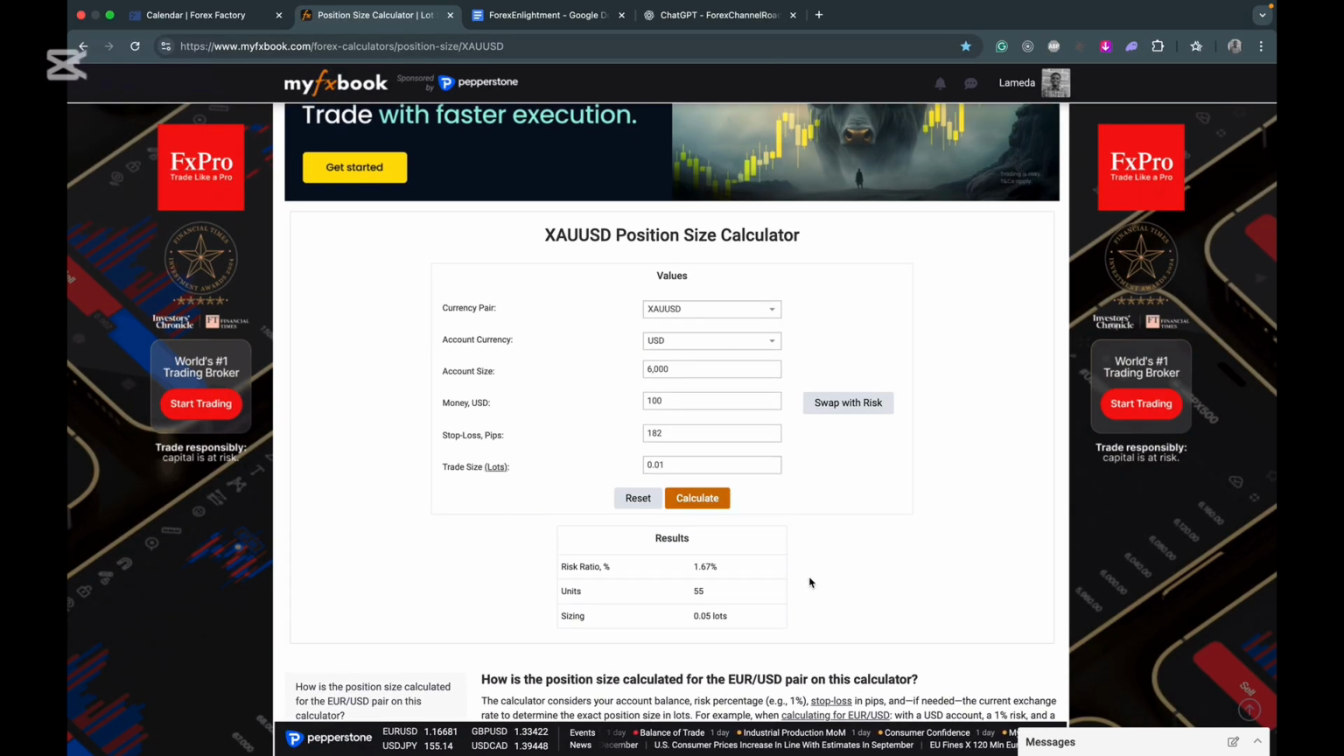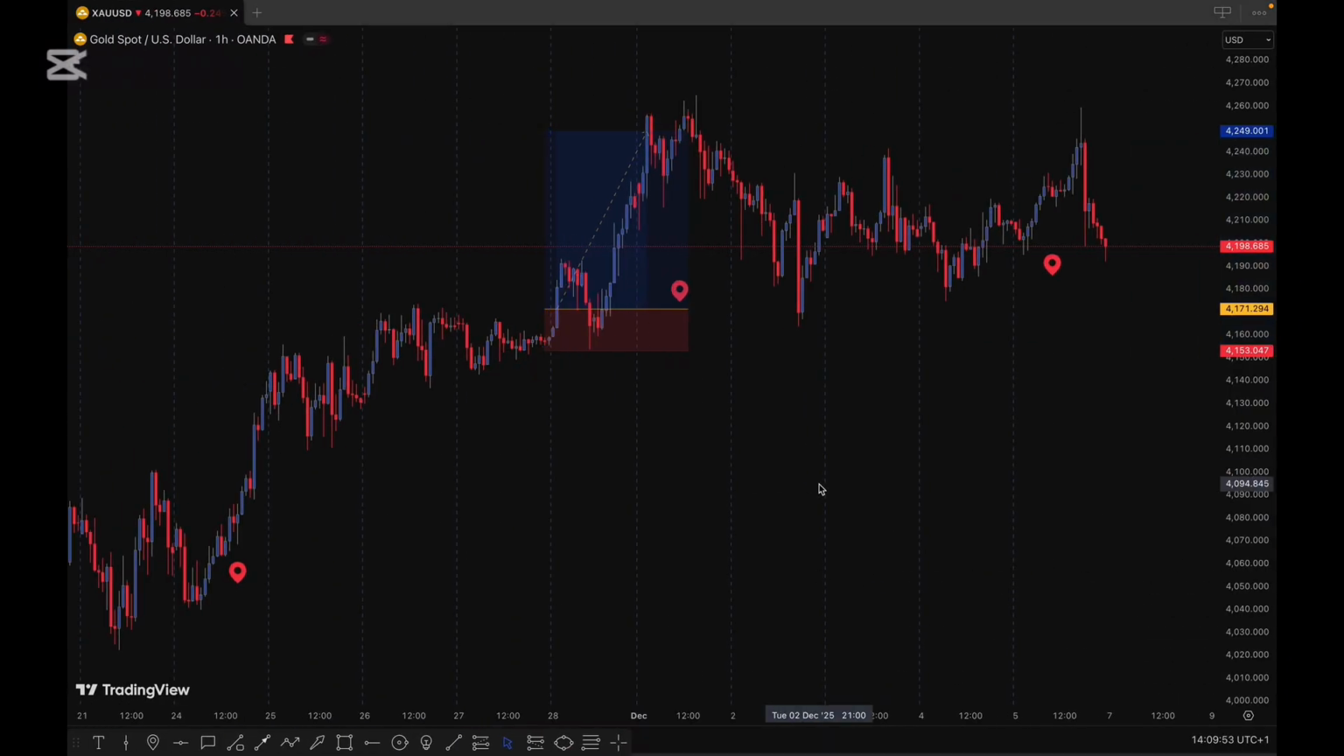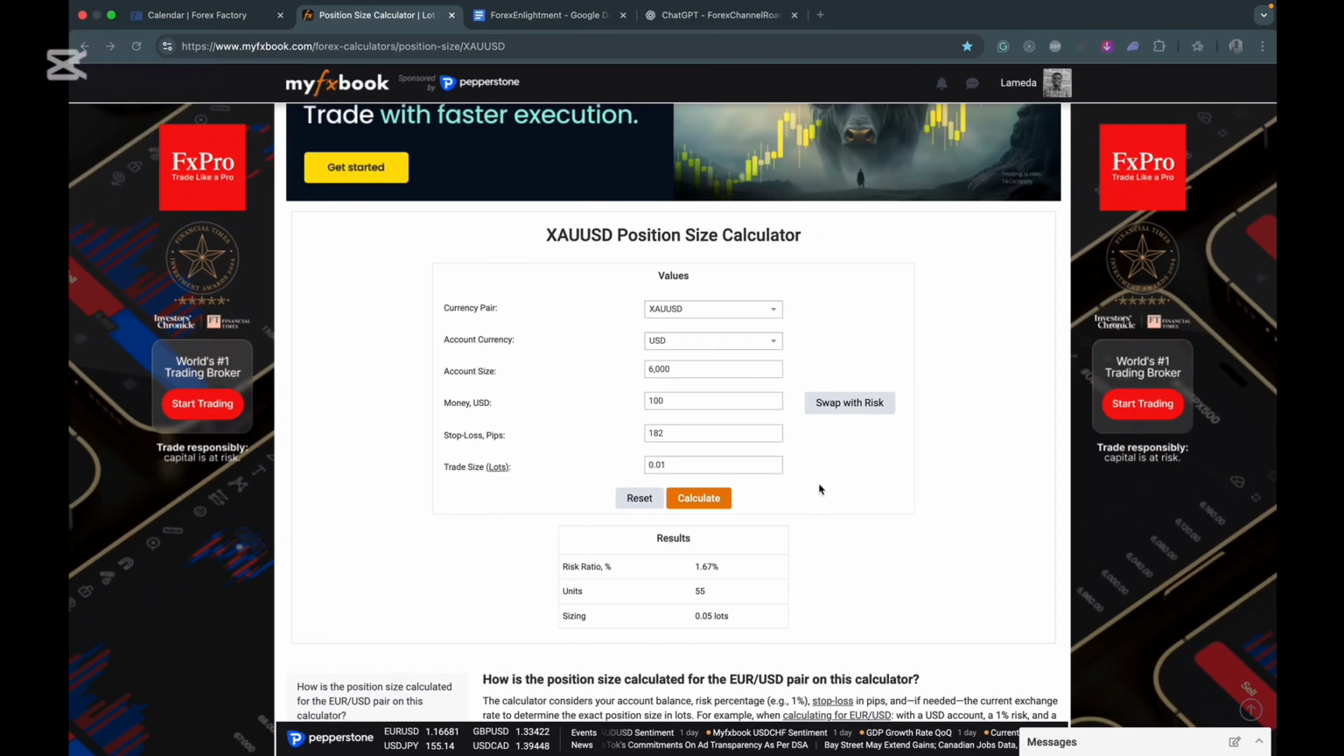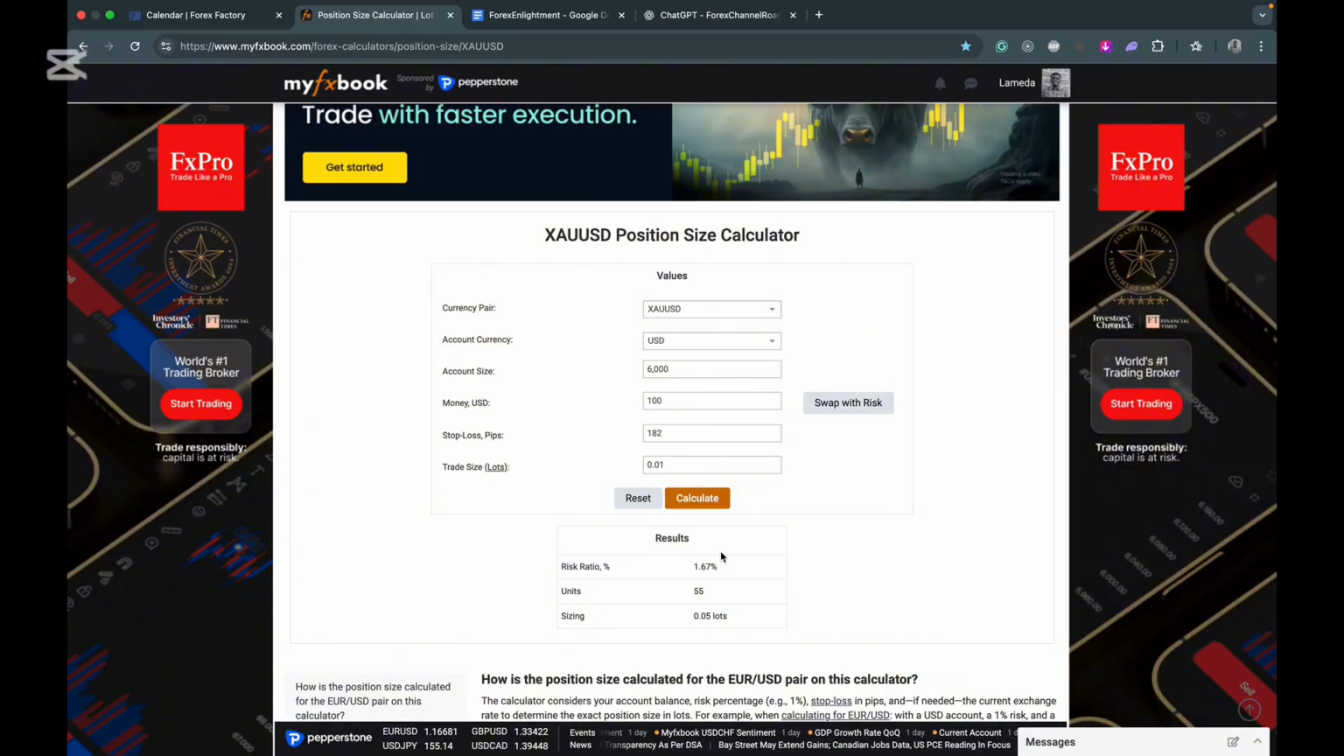So what this position size calculator does is help me evaluate what lot size I should be using so that I don't risk more than I specified. I'm saying I want to risk $100. Basically, I want to risk $100 on this particular setup. So if the setup goes against me, I don't want to lose more than $100. For me not to lose more than $100, I have to use this 0.05 lot size.